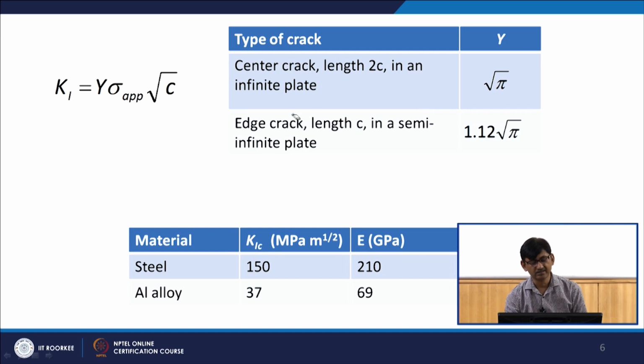For an infinite plate, the condition for deformation will be plane strain. For another set of conditions, y will change. So, if it is an edge crack, then I will use a factor like this. And then there are some values for the critical stress intensity factor. For steel, it is around 150 megapascal under root meter, and for aluminum alloy it is around 37.